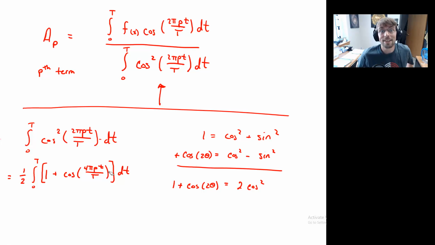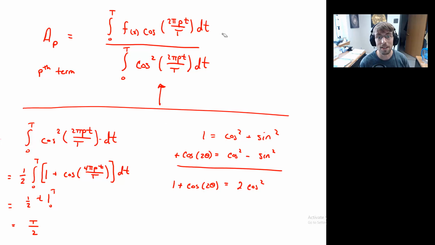Right? And now you see it, hopefully, right? The integral of cosine over a full period is going to be 0, right? So what do I end up with here? I end up with 1/2 t evaluated from 0 to big T. So I get big T over 2. And notice that's independent of P, right? P didn't even play a single role in this. It's a constant, and it doesn't matter what P is.